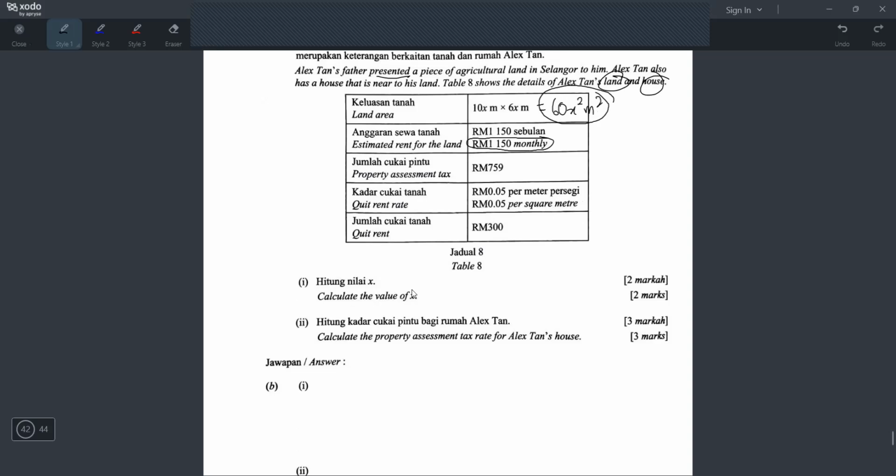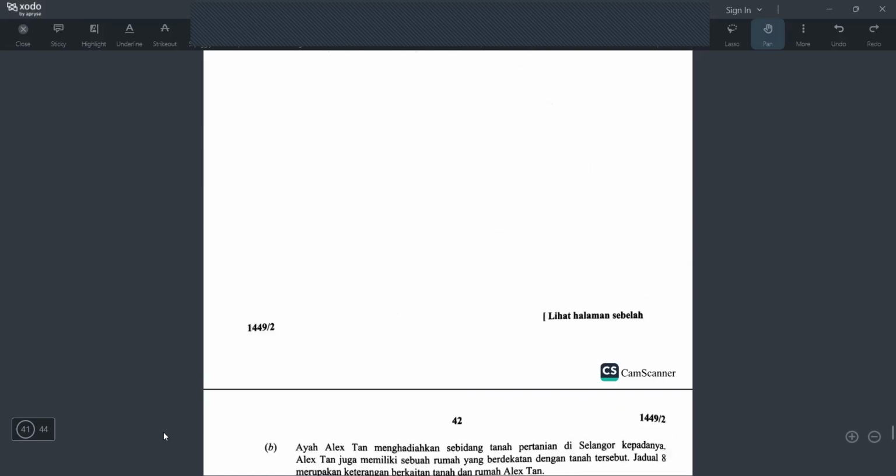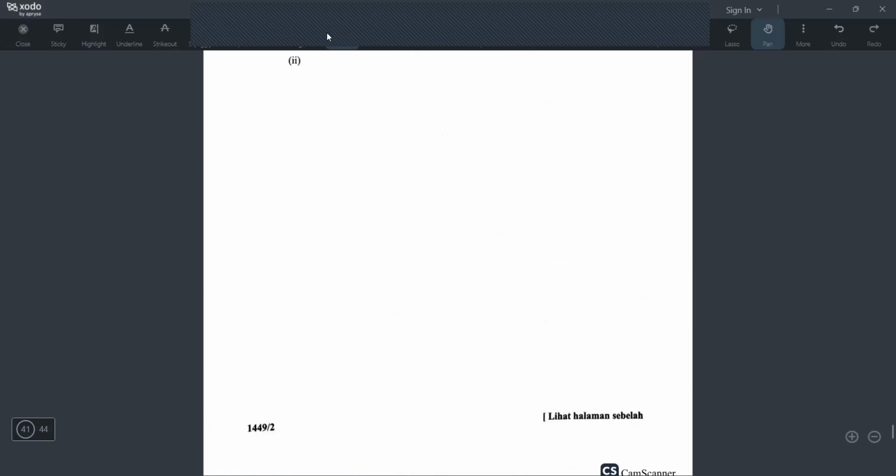So number 1 says calculate value of X. Number 2 says calculate property assessment tax. Okay, there's two tax. There's two different tax happening here. Ada dua jenis cukai. So I will tell you what are the two cukai here. The first cukai is the quit rent. Dalam bahasa Melayu cukai tanah. So I will tell you about cukai tanah punya formula. So do you know what is cukai tanah punya formula? The formula for cukai tanah quit rent is you take the quit rent rate.